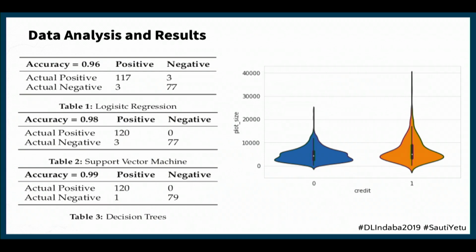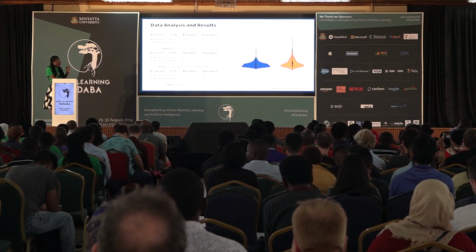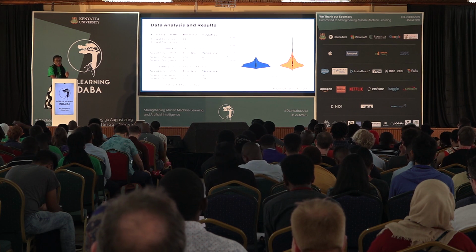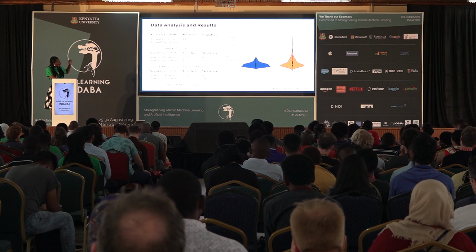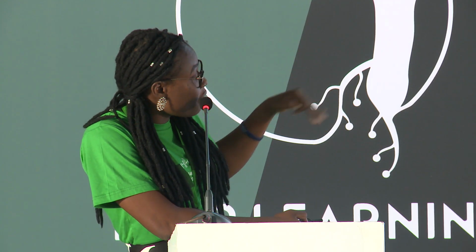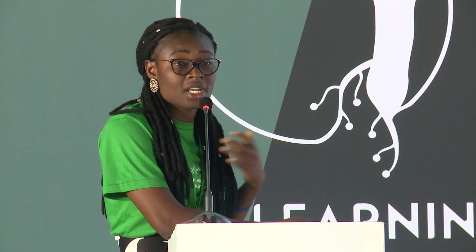This shows the results from the 3 machine learning algorithms that were developed: the logistic regression, support vector machine, and decision tree. And it shows the accuracy for each and then the confusion matrix for each. From this, the decision tree was chosen as the better alternative.